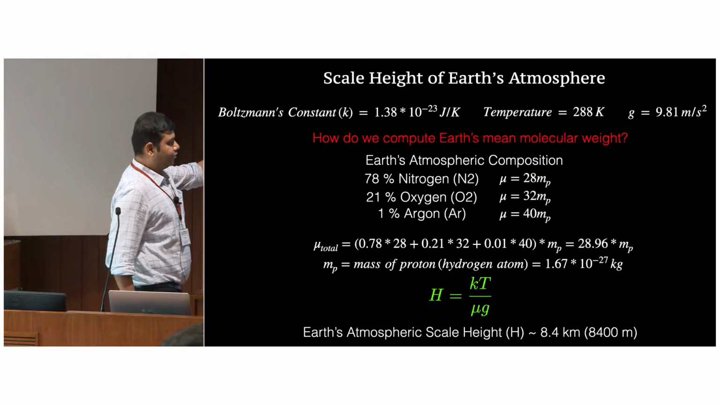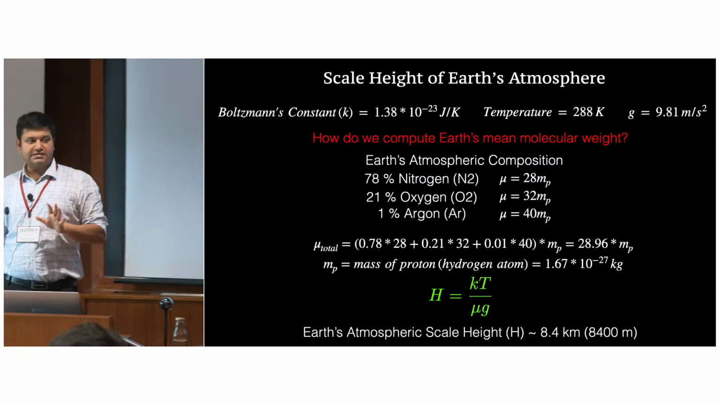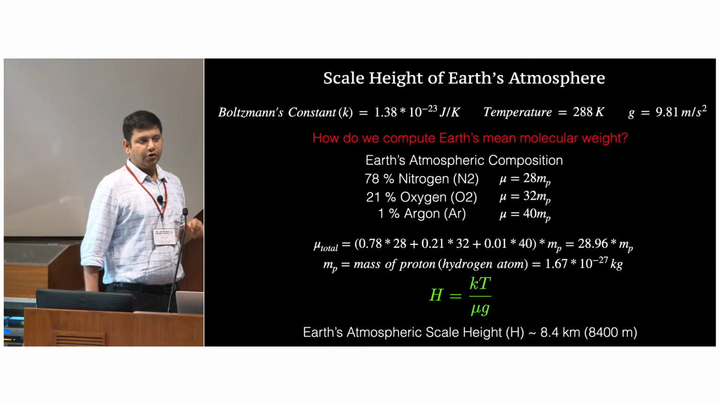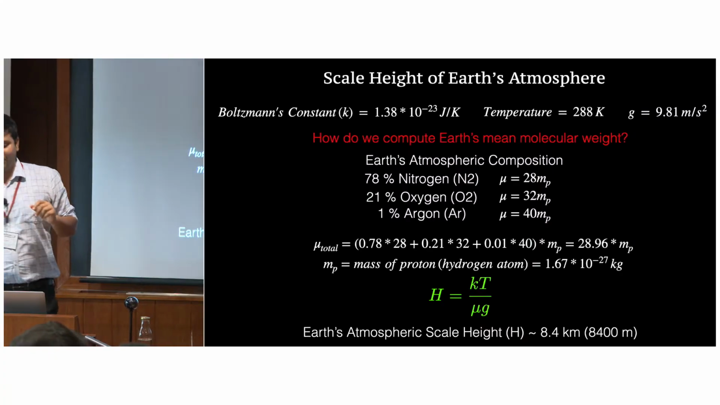So if you put all that, you plug in H = kT by mu g, the scale height of the Earth's atmosphere comes around 8.4 kilometers. Okay. So this is the calculation, so you should write this down because the next is the quiz.